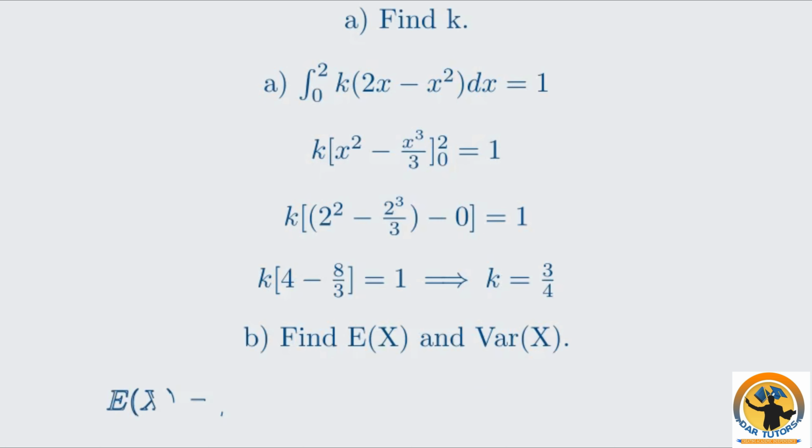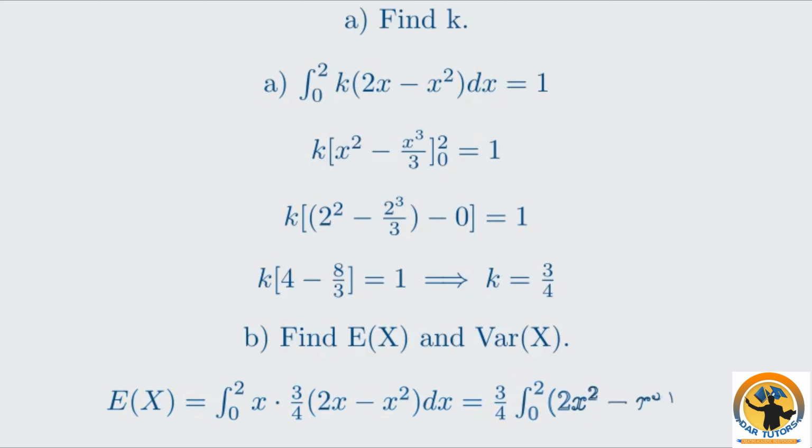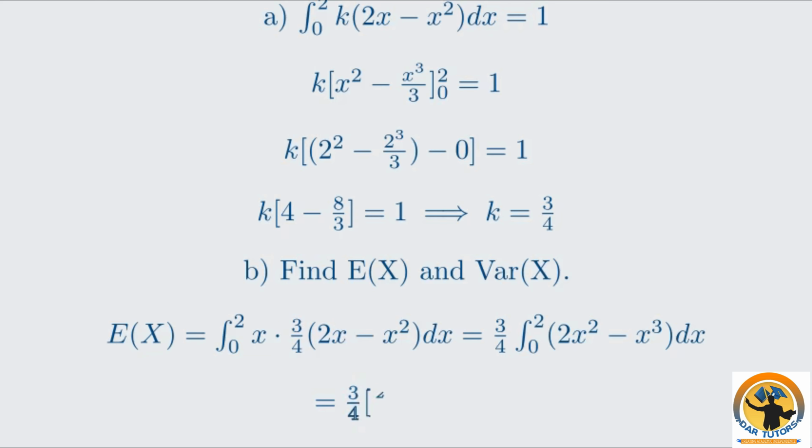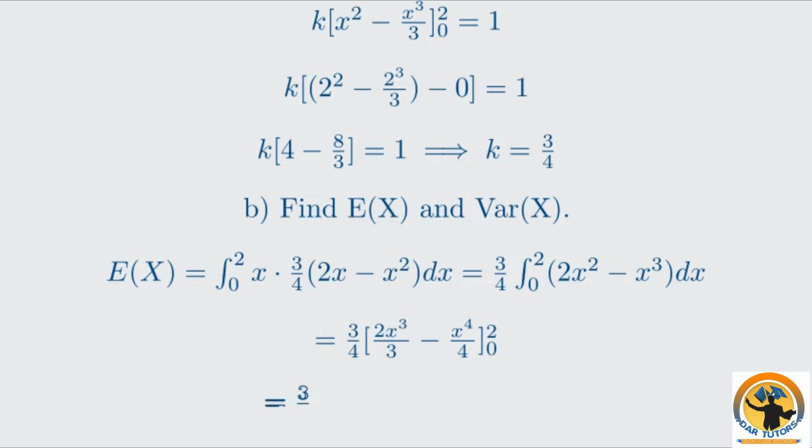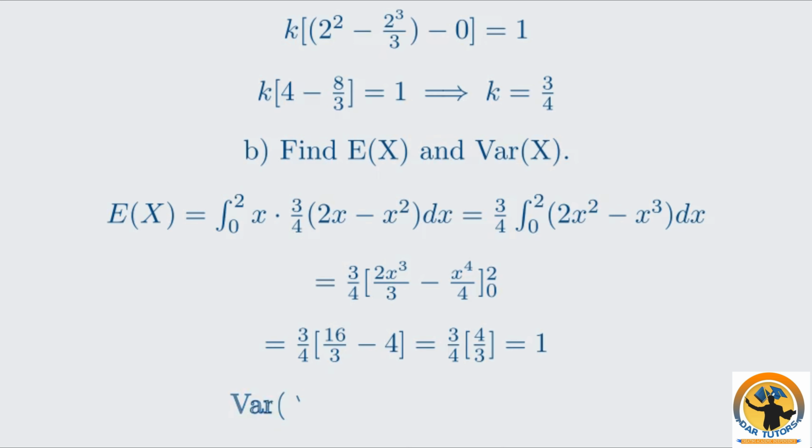The mean is the integral of x times f(x), which simplifies to the integral of 3/4 times (2x squared minus x cubed). The antiderivative is 3/4 times (2x cubed over 3 minus x to the 4th over 4). Evaluating at 2, we get 3/4 times (16/3 minus 4), which simplifies to 1. So E(X) equals 1. Now for the variance. We'll use Var(X) equals E(X squared) minus E(X) squared.